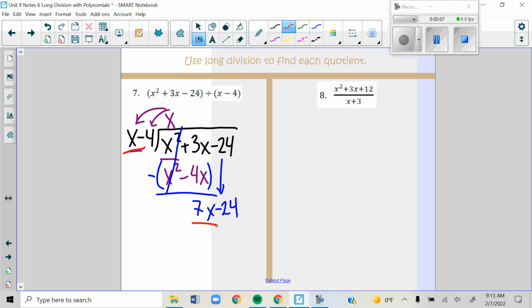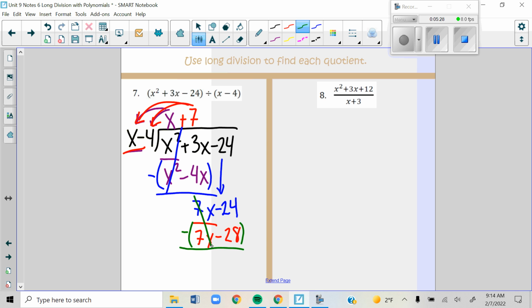All right, I have x. I need to make it into 7x. So I'm going to say plus 7. Distribute it to both pieces. So 7x, this becomes minus 28. All right, so I put in parentheses because I'm subtracting. Now the 7x terms cancel. Your first term should always cancel. That's what your goal is when we're multiplying.